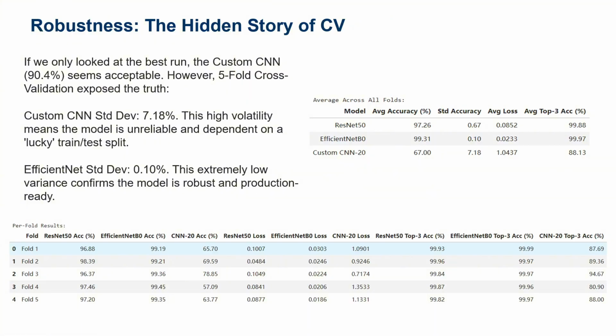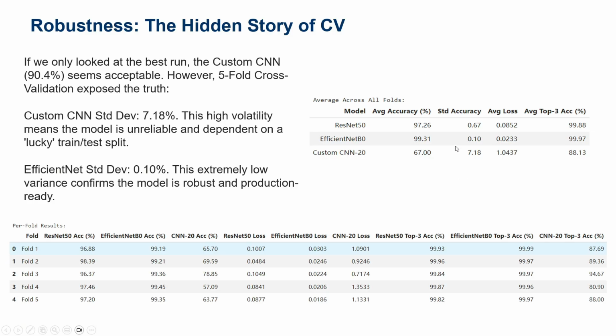If we only looked at the custom CNN's best run of 90.4%, it might appear acceptable. But once we applied five-fold cross-validation, a very different picture emerged. The custom CNN showed a standard deviation of 7.18%, which is extremely high. This means its performance is unstable and heavily dependent on whether it gets a lucky train-test split. In other words, the model doesn't generalize well.